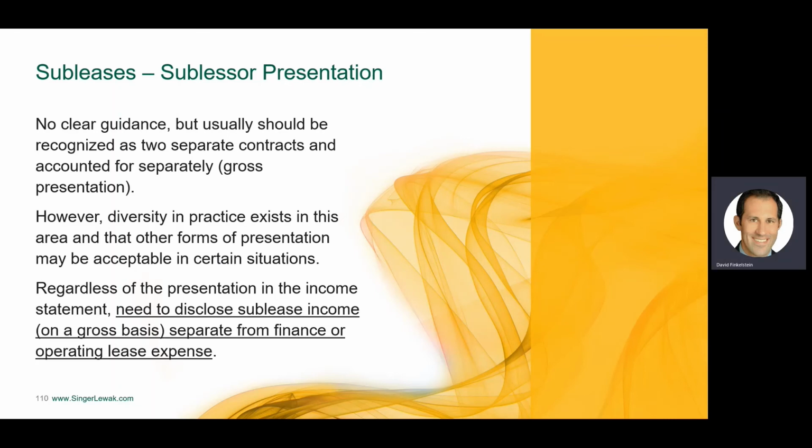Now, for presentation purposes, there is no clear guidance on what should be recognized as separate contracts and accounted for separately. But usually the preferred presentation method is to present them as separate contracts and account for them separately. There is some diversity in practice that exists. Other forms of presentation may be acceptable in certain situations. Regardless of that, though, there is a requirement for disclosure of the sublease income on a gross basis, presented separate from finance or operating lease expenses, whether that's in the financial statements themselves or in your footnotes.